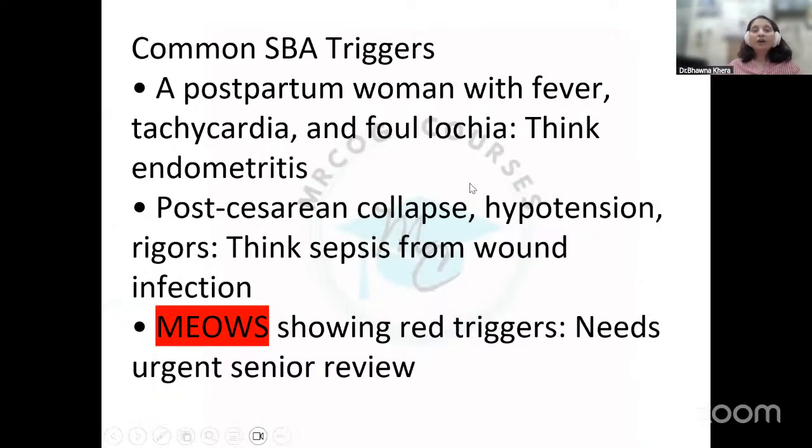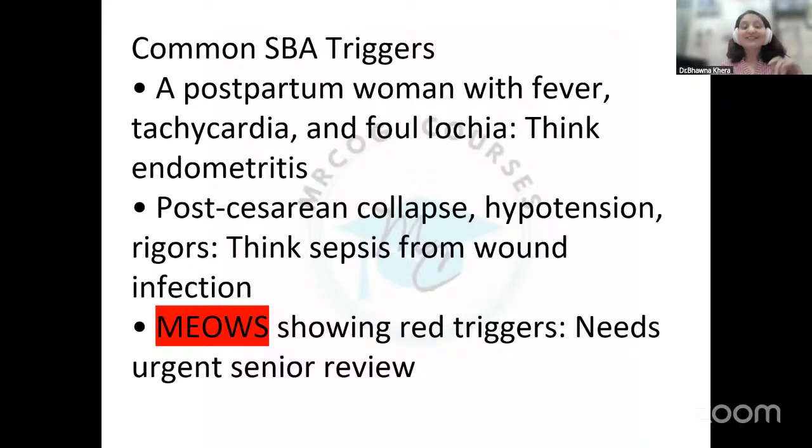Now, what are the common MRCOG SPA triggers, right? The points which can bring in the questions. A postpartum woman with a fever, tachycardia, and foul-smelling discharge. Think endometritis. Postpartum women with fever, tachycardia, and foul-smelling discharge, think endometritis. Sorry, it's not endocarditis. We are talking about the genital tract, of course.